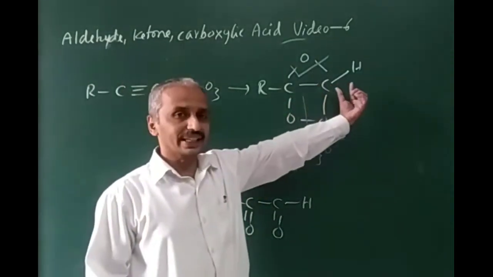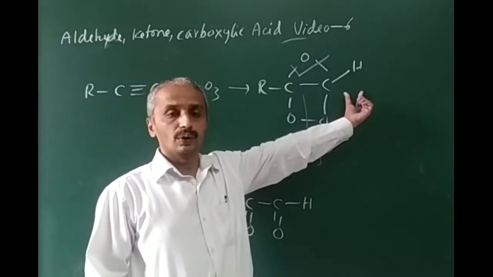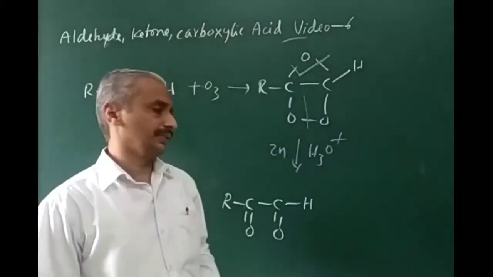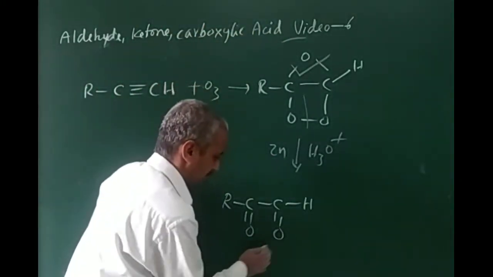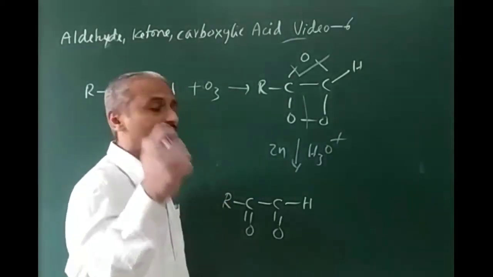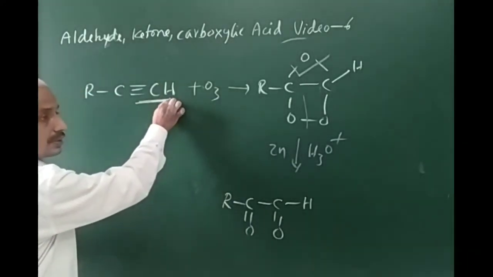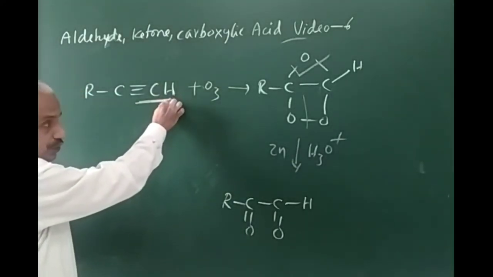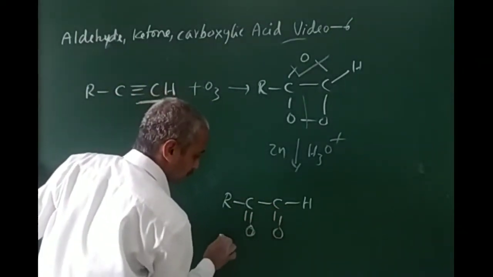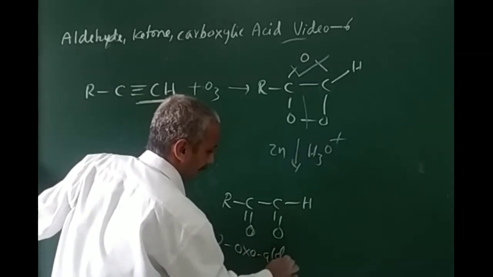See, one side only the CH is there, means it is a 1-yne. Then I am going to get oxo substituted, means the ketone substituted aldehyde. See, terminal carbon, there is a triple bond. So I am going to get a 2-oxo aldehyde.